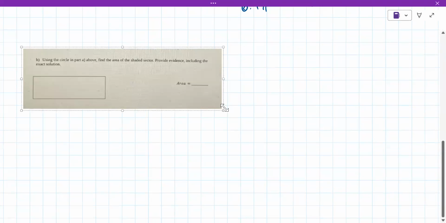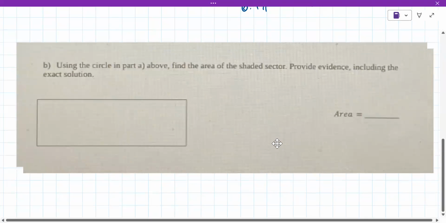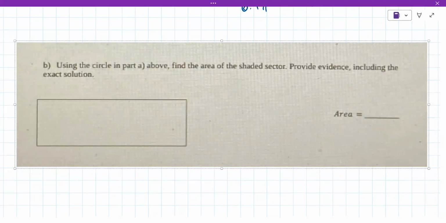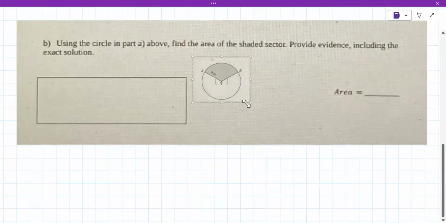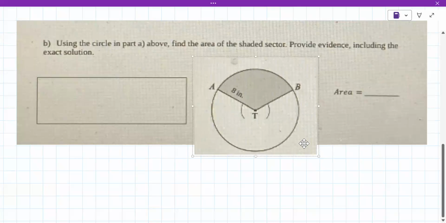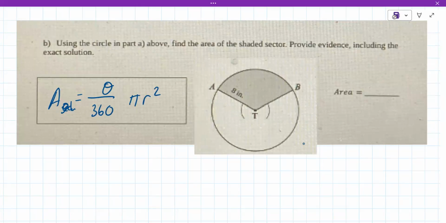Well, you got kind of another shot here. New problem. It says use the circle in part A above to find the area. So I'm going to snip in that circle next so we can have it to look at. Using the circle in part A, find the area of the shaded sector. You start with the area of a circle, which is pi r squared. The area of a sector is the angle out of 360 times pi r squared.